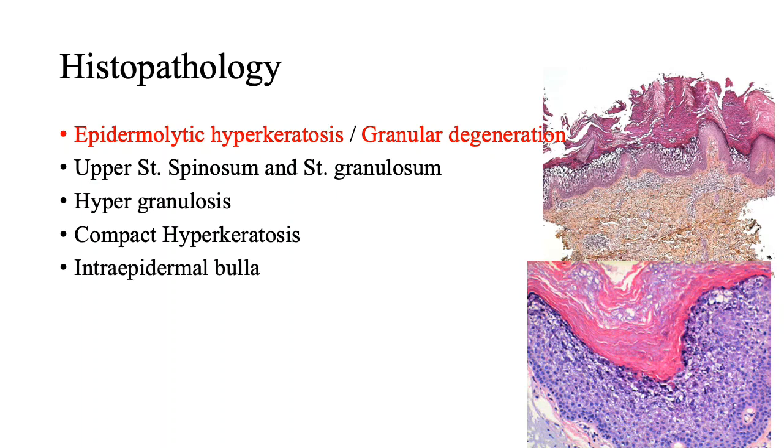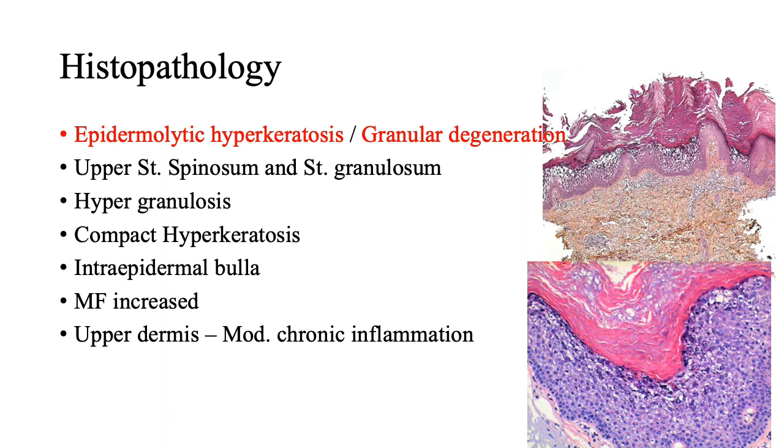The granular layer keratinocytes show perinuclear halos or clear spaces, and the cell boundaries in this layer are formed by a faint thin line of granules. So these clear spaces along with edema form intraepidermal bulla. Mitotic figures are greatly increased in comparison to the normal epidermis. Moderate amount of chronic inflammation is usually seen in the upper dermis.